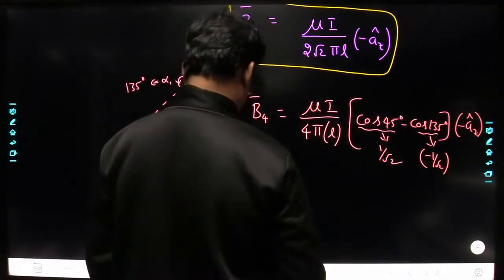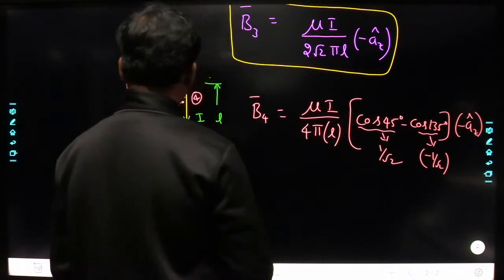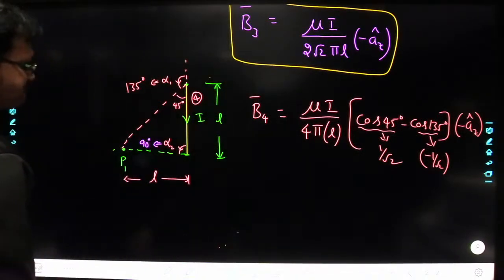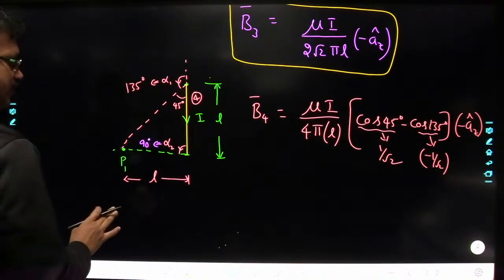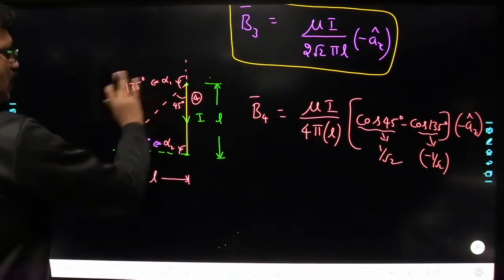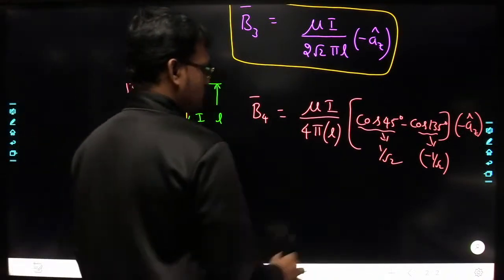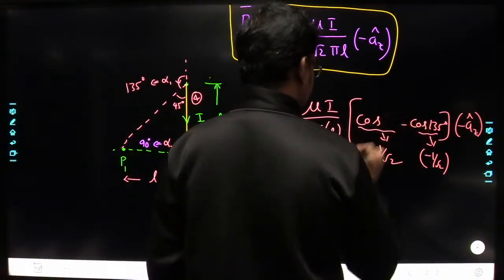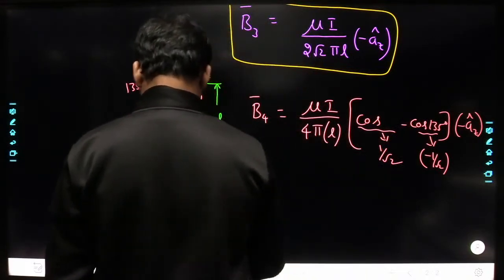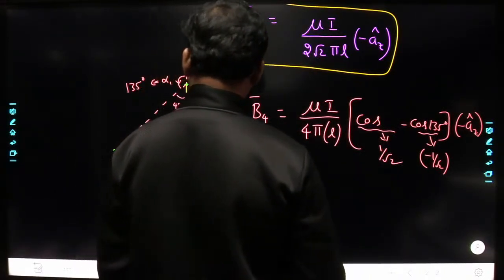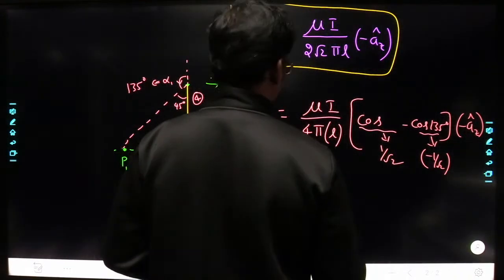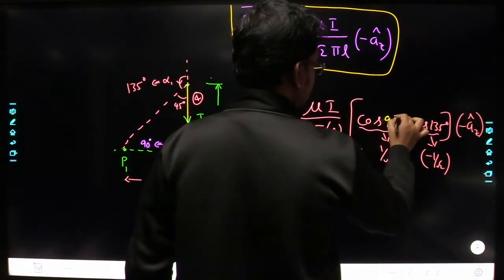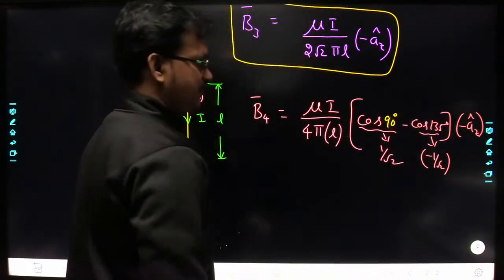Alpha 2 is 90 degrees, right? So this angle is 45, right? So alpha 1 is correct. So alpha 2 is 90 here. So alpha 2 is 90 degrees and alpha 1 is 135 degrees, right?